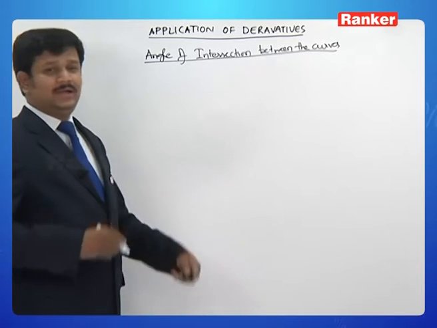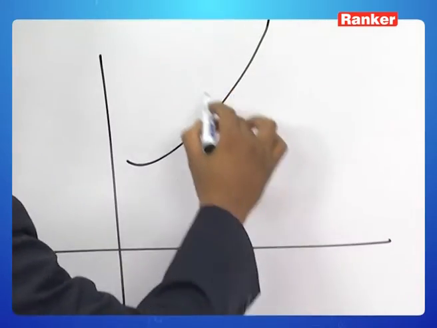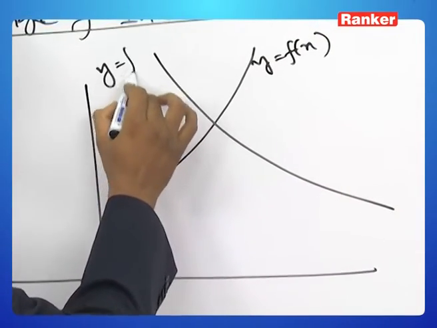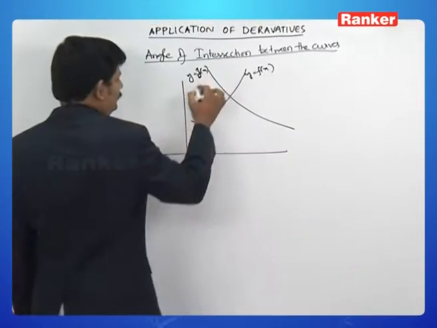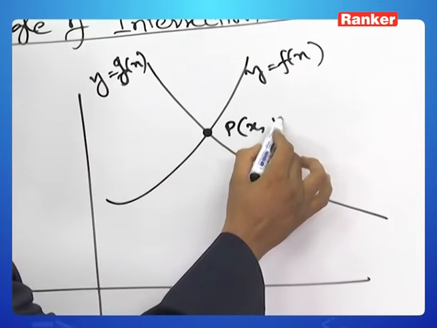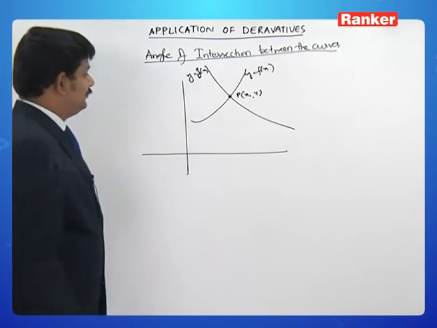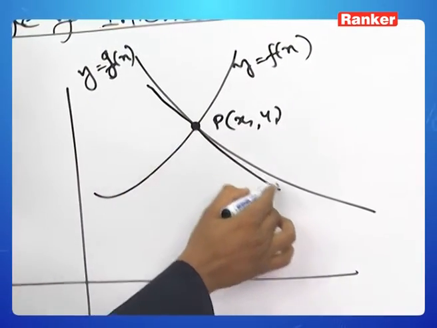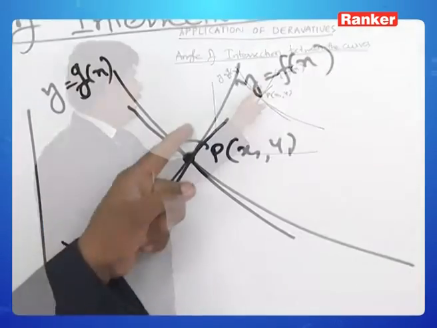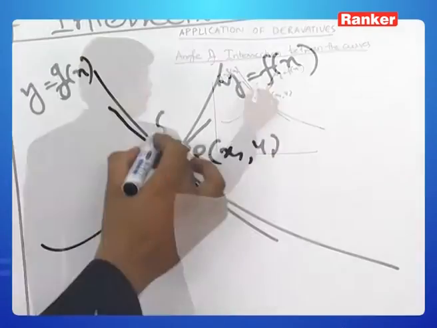Next point, let us look at angle of intersection between curves. Let us say we are given any two curves, y is equal to f of x and y is equal to g of x. And let us say these two curves intersect at a point x1 comma y1. By saying angle of intersection between the curves, we mean angle between the tangents at the point of intersection. So, let us say we call this angle theta.